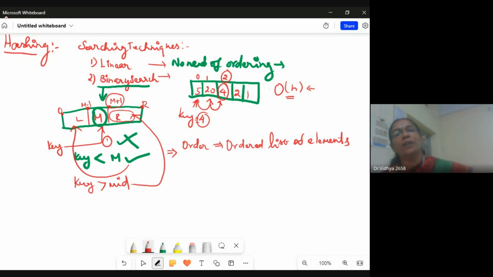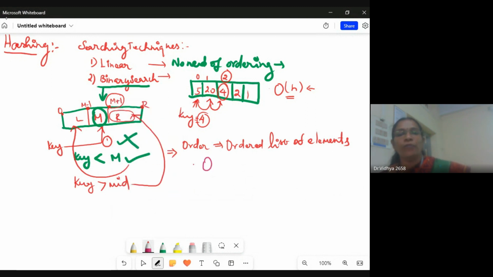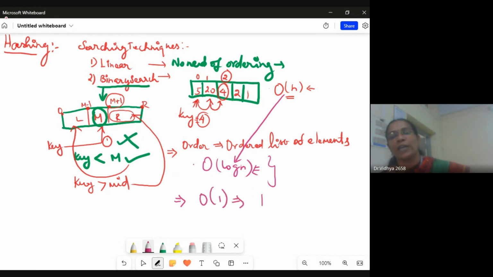The time complexity of binary search is order of log n. Compared to order of n, order of log n is a little better, but it is also not an efficient one. So in order to minimize the time complexity further to a constant time, like big O of 1, we are moving to the technique called hashing.